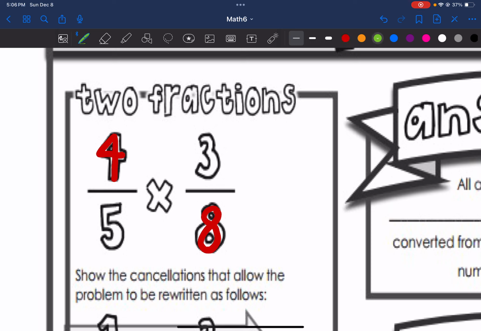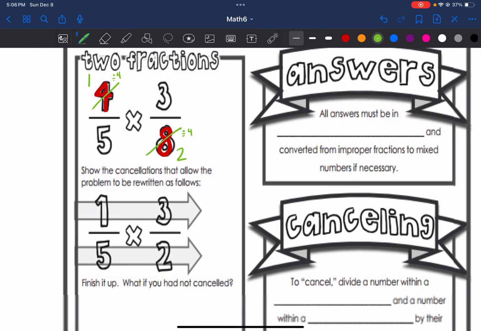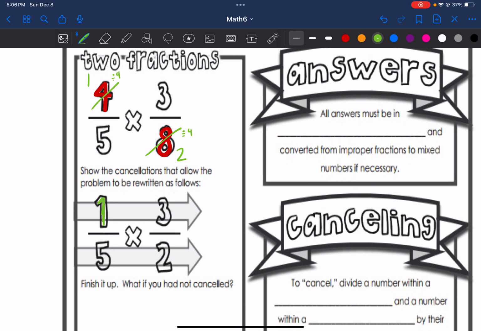Good, 4. So I can cancel this out and make it a 1. I can cancel this out and make it a 2 because what I did is I divided this by 4 and I divided this by 4. So I can rewrite it as 1 over 5 times 2 over 3. And again, I take the same steps of multiplying across and I get 3/10. We did not need to simplify at the end.